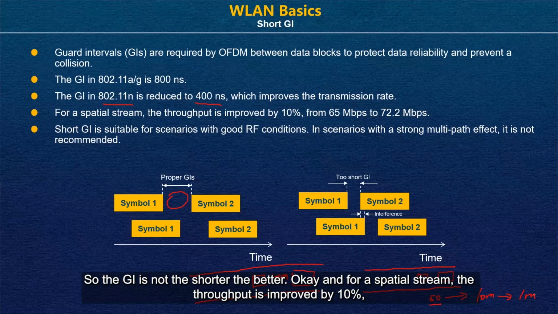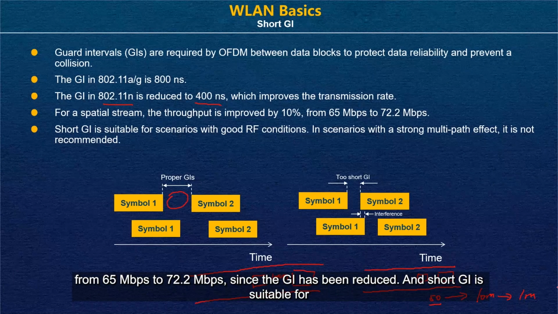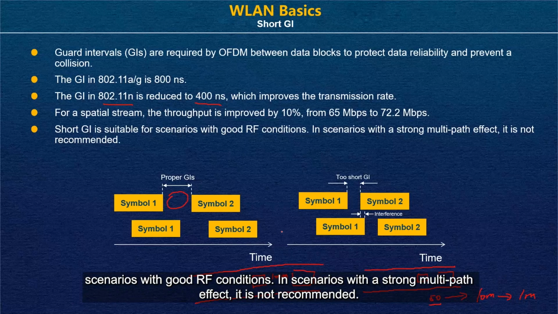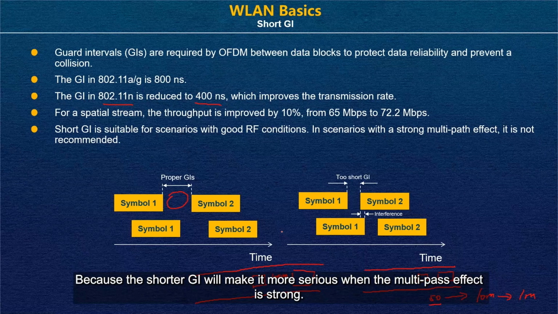Okay, and for a spatial stream, the throughput is improved by 10% from 65 Mbps to 72.2 Mbps since the GI has been reduced. And short GI is suitable for scenarios with good RF conditions. In scenarios with a strong multipath effect, it is not recommended because the shorter GI will make it more serious when the multipath effect is strong.